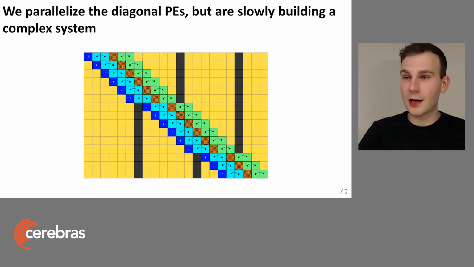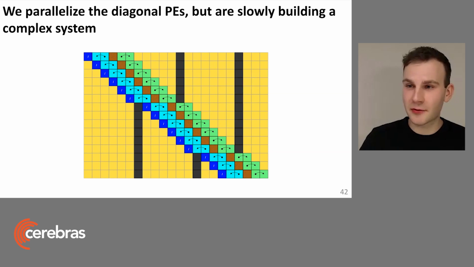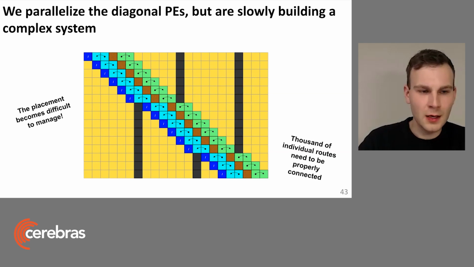So what we do now, and this is where we depart a bit from what we will later explain in our manuscript, we add more complexity to the system. This is mainly introduced through parallelizing the different steps that happen in these diagonal PEs. And we do a lot of work to then also parallelize the data that comes in and pull out the PEs, introduce different functionality. And we're slowly building kind of a complex system.